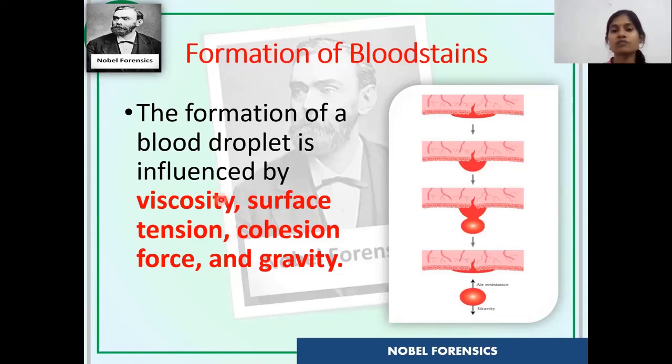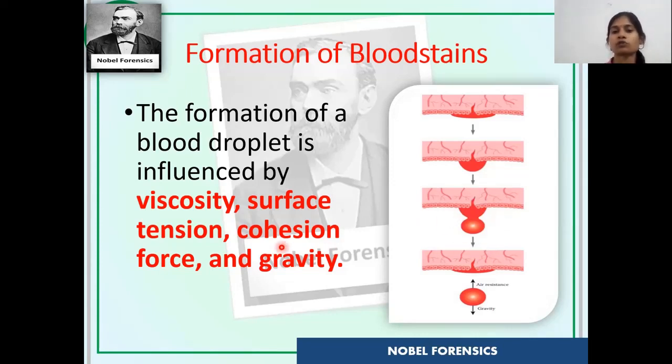The first one is viscosity. There is a difference between water and blood. Blood is somewhat thick, which is the viscosity. Due to the viscous nature of the blood, it will try to fall off the surface of the injury. And also surface tension on that injured area. Because of that surface tension, the blood will try to fall off from the surface.